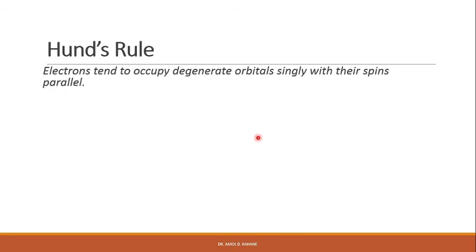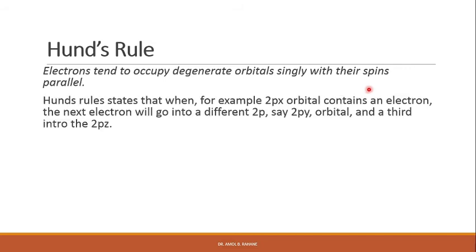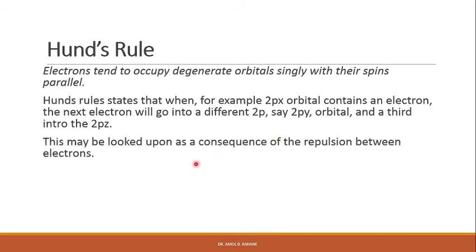So Hund's rule states that the electrons tend to occupy degenerate orbitals singly with their spins parallel. Hund's rule states that when, for example, a 2px orbital contains an electron, the next electron will go into a different 2p, say the 2py orbital, and a third electron into a 2pz orbital. This may be looked upon as a consequence of the repulsion between electrons, right?